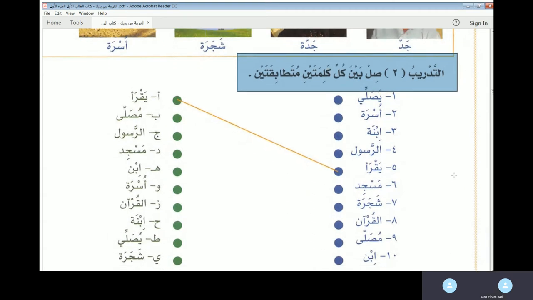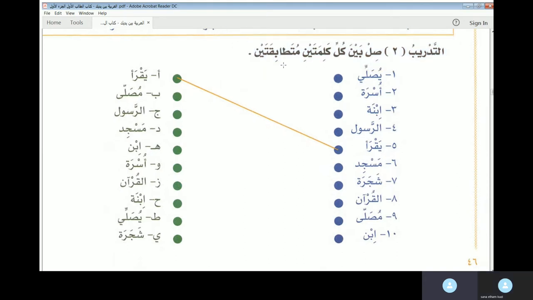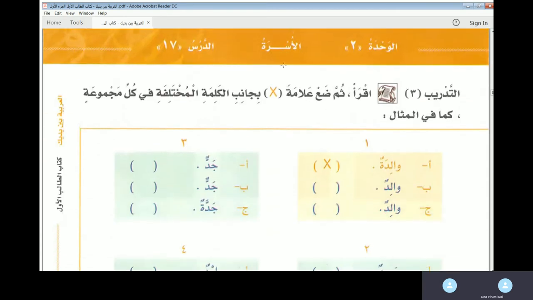Read this question. Tadribu thani, sil baina kulli kalimataini mutatabiqataini. Meaning, sil baina: put in between, or join between, connect. Join between all the two words, kalimatain is two words, mutatabiqatain, which are related or similar to each other. Join between all the two similar words. Okay.